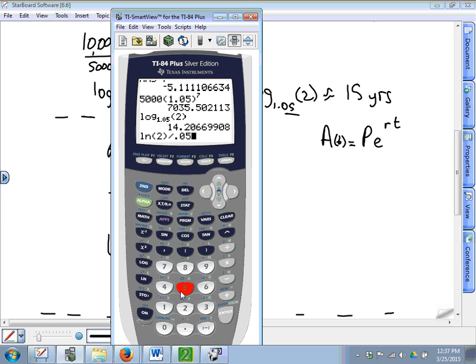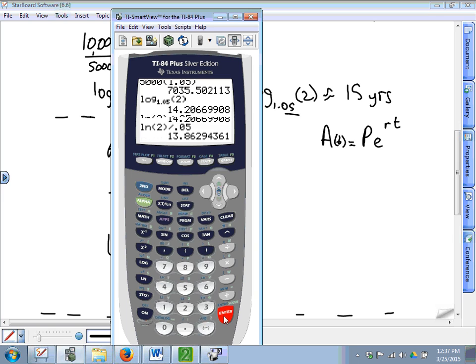Now, didn't we say it should take less than 15 years? Is it a lot less? What's that? It's not actually that much less. What did you type in? It's because you rounded off to 13.86, so there's still a bit more. Does that make sense?